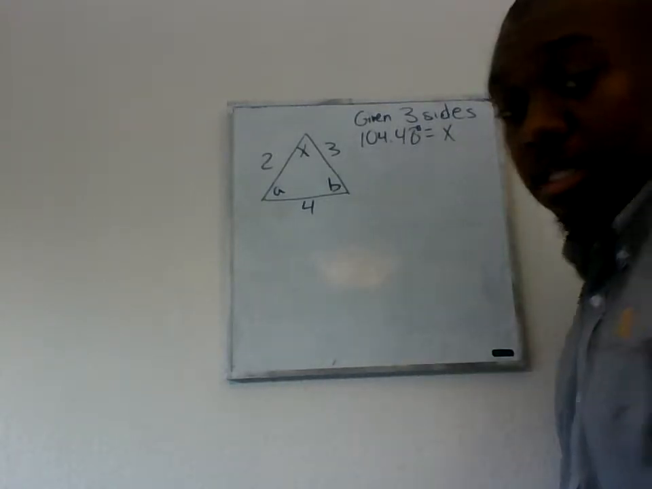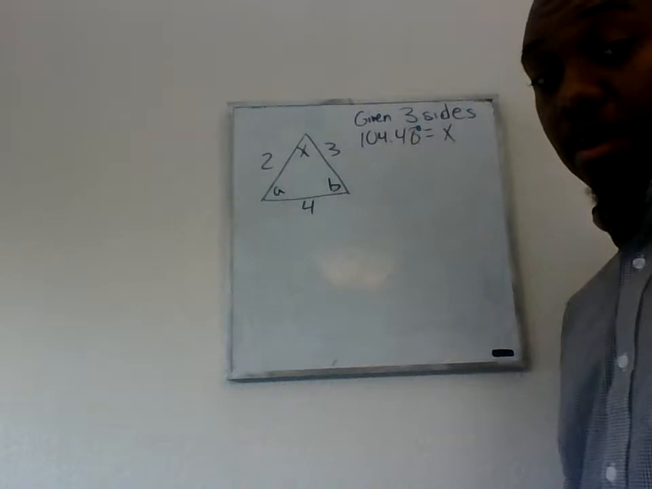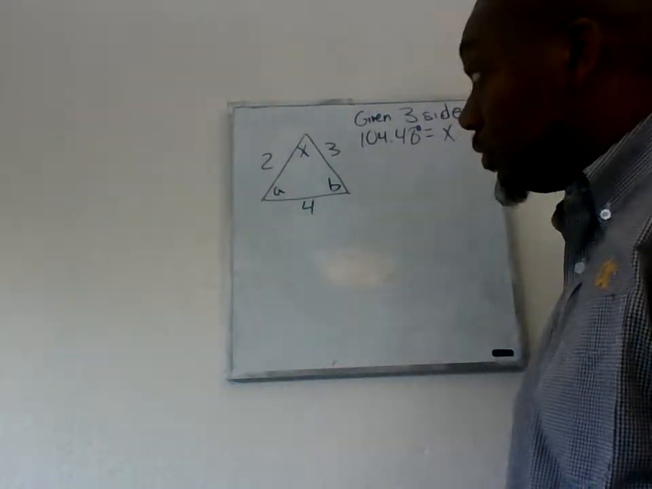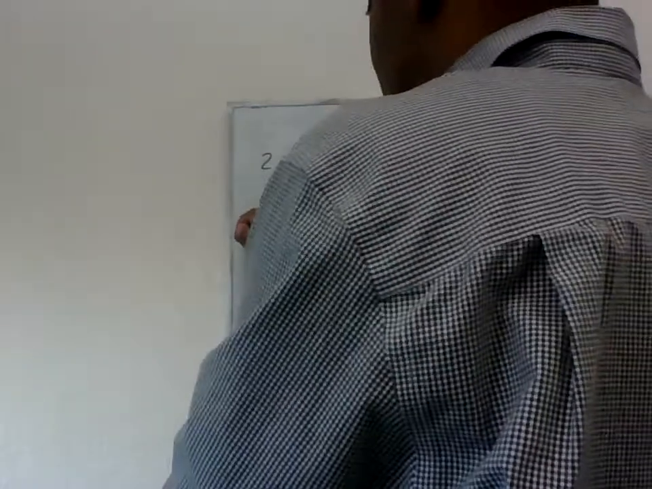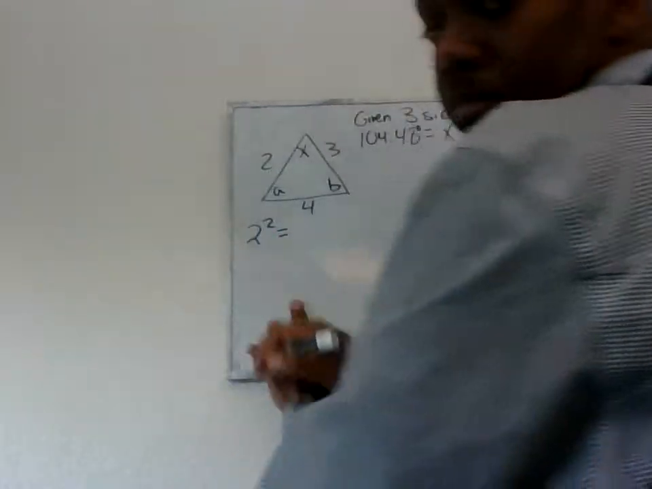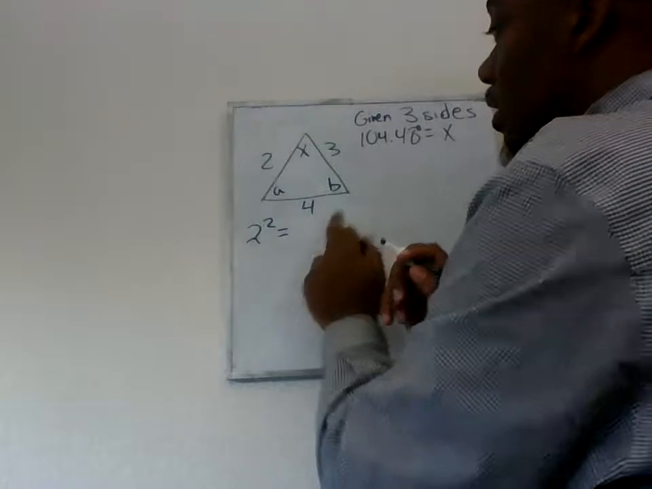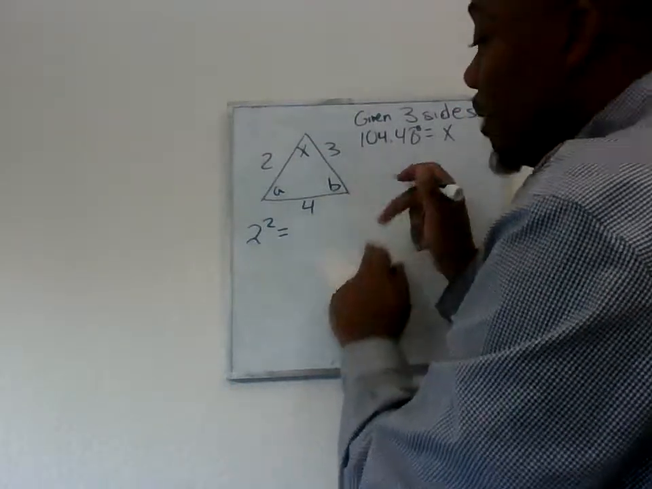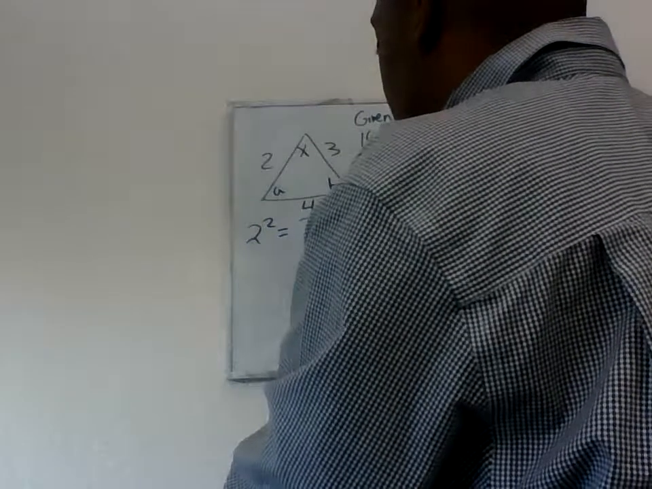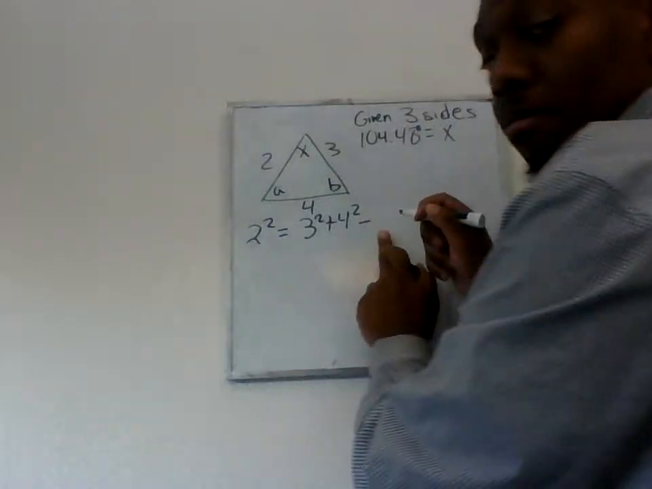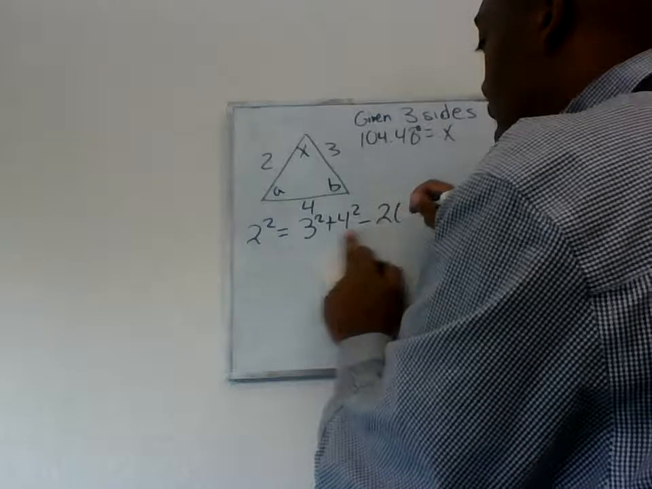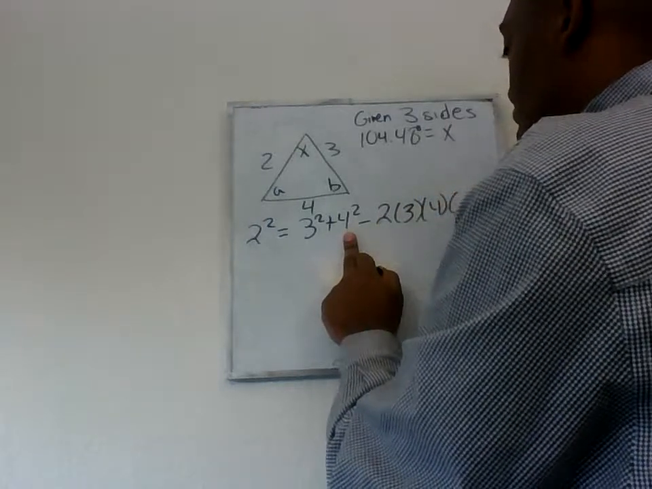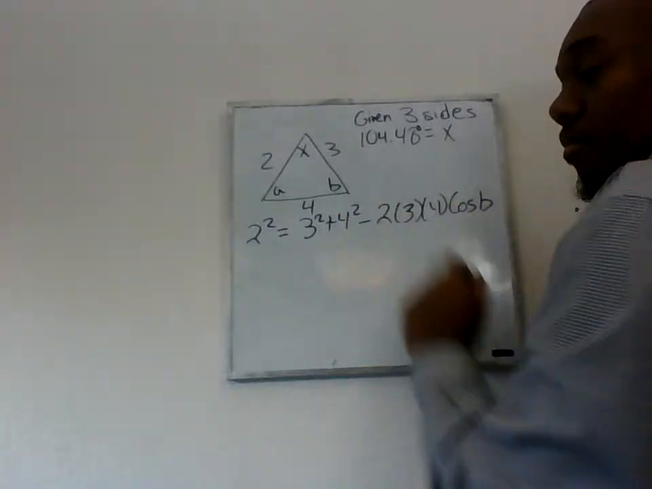All right, so let's get to setting up the law of cosines so we can find b. Now, b is opposite of side 2. Okay, so that means we would have 2 squared equals, we're going to use these two sides because they form the angle b. So 3 squared plus 4 squared minus 2 times those two, 3, 4, cosine of b, because it's the angle we're looking for.